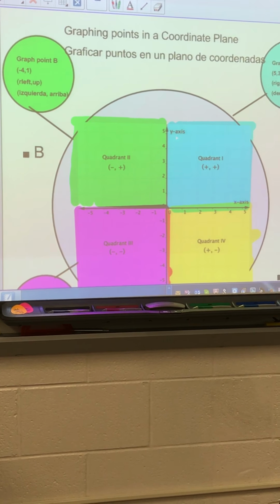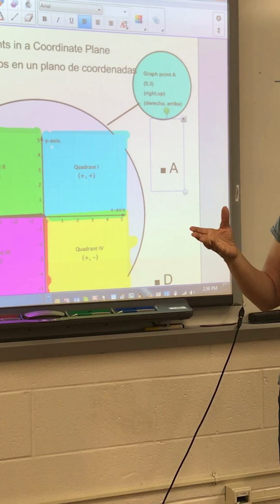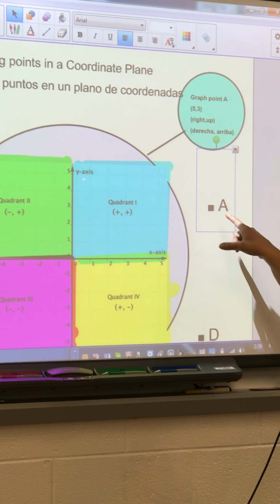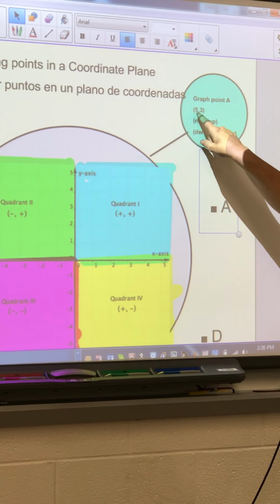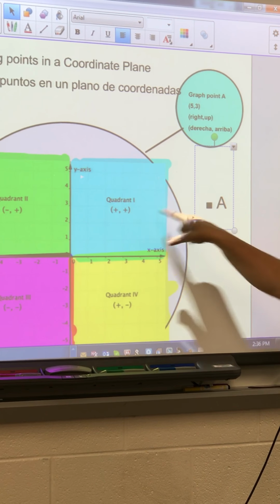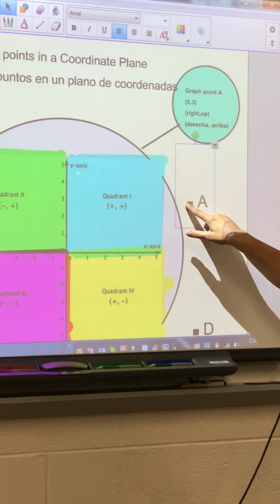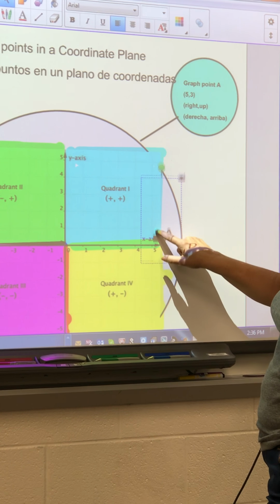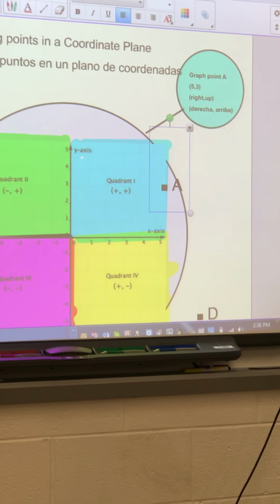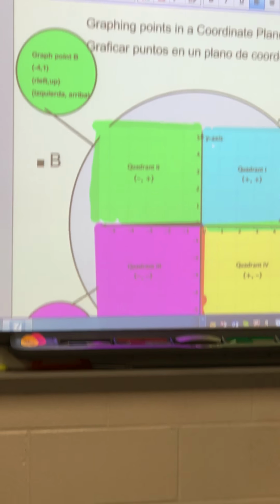So they have this point A, and I do have them come up, and they like to come up and play with the board. They actually really enjoy it. And they have to plot point A, and point A is 5, 3, so we talk about where is that, what quadrant is that in. It's in quadrant 1 because they're both positive. And then they just take this and they slide it over and they put it at 5, 3. And then I have somebody else come up and do the next point and next point and next point.